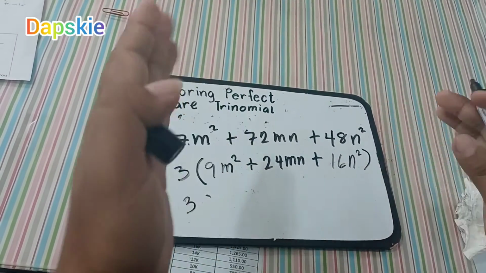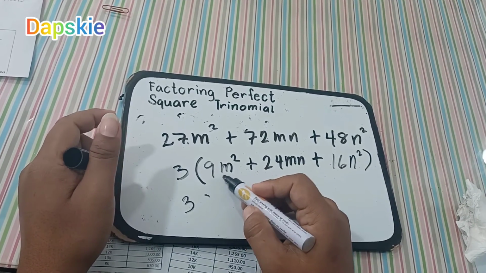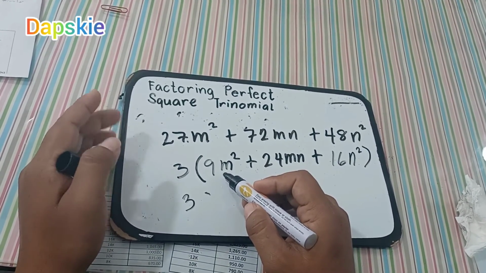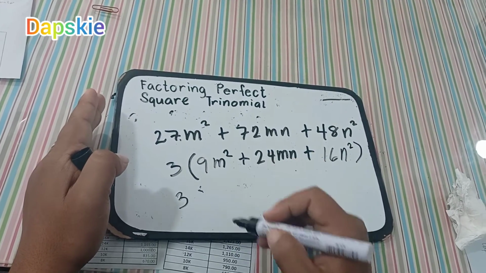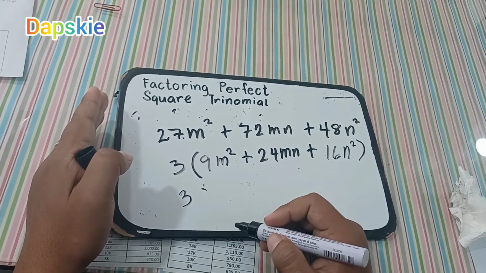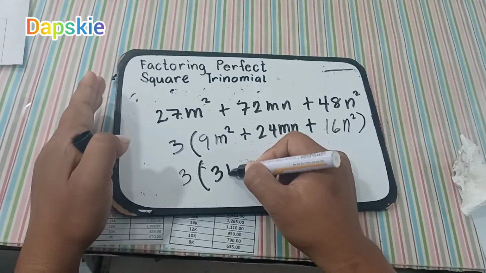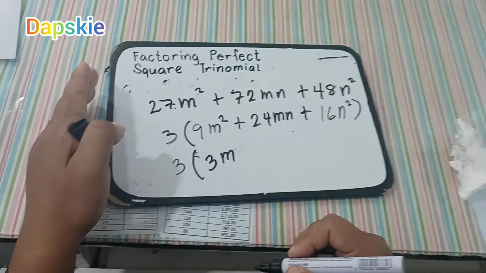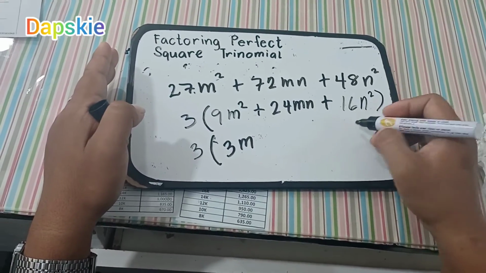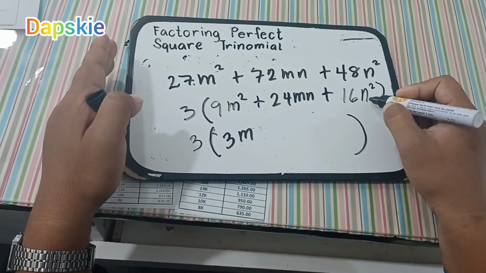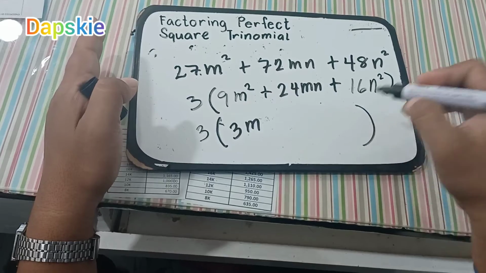Let's observe if this is now a perfect square. So, 9m squared, is it a perfect square? Yes, it's a perfect square. What is the square root of 9m squared? That is 3m. How about 16n squared? Is it a perfect square? Yes, that is a perfect square.